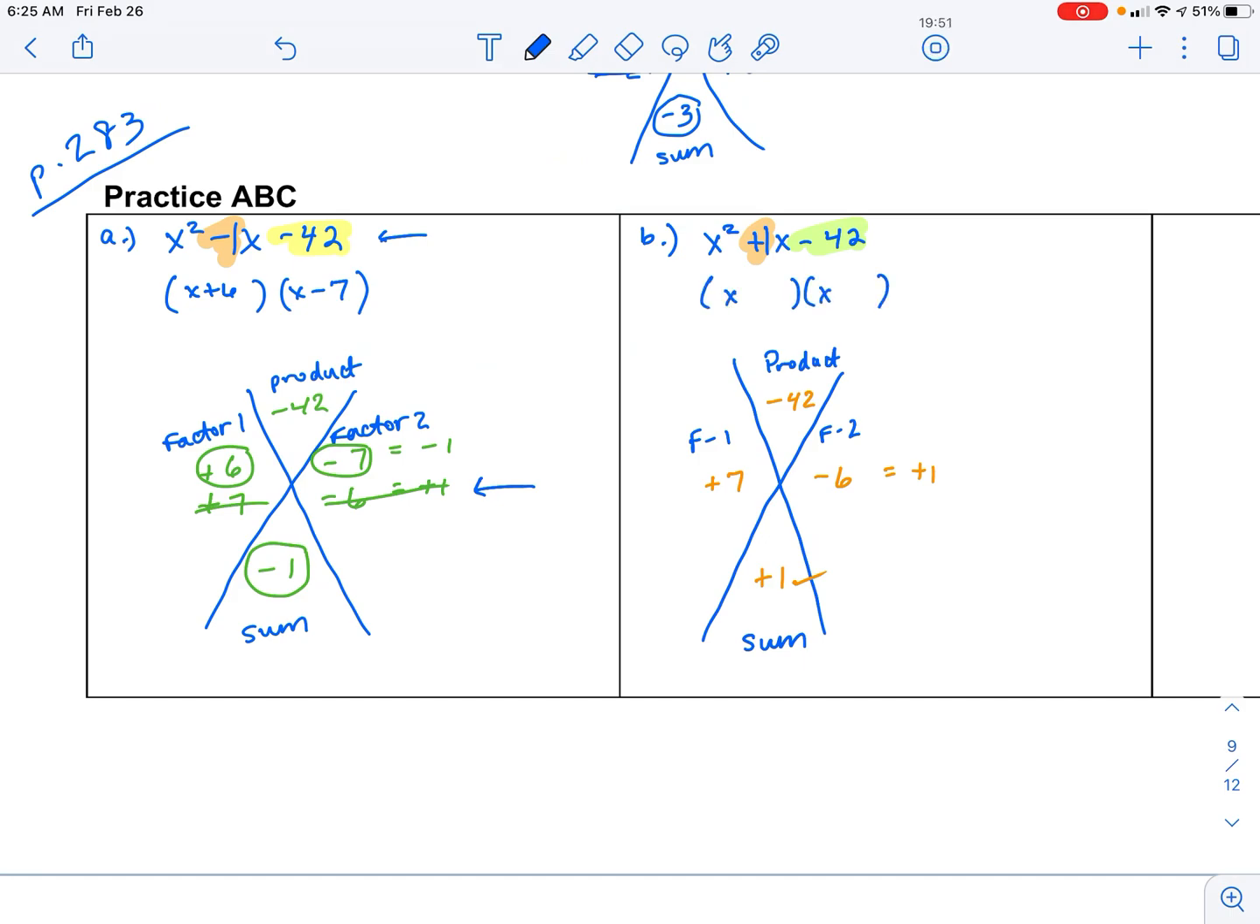So we have x plus 7 in this case, and x minus 6. See, the factors are actually completely the opposite of the ones in problem letter A.